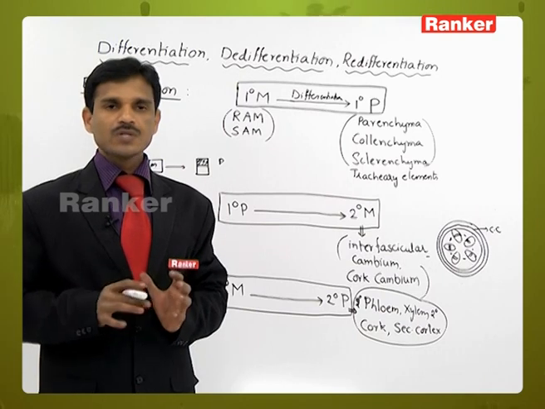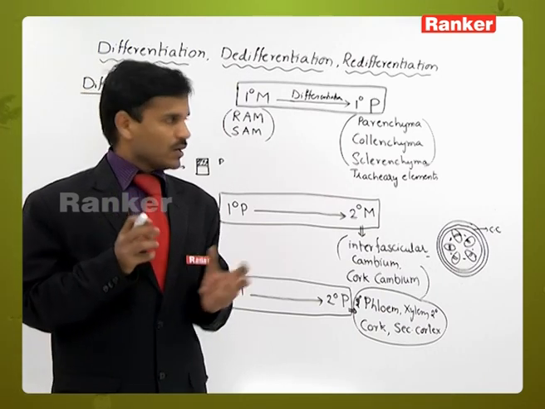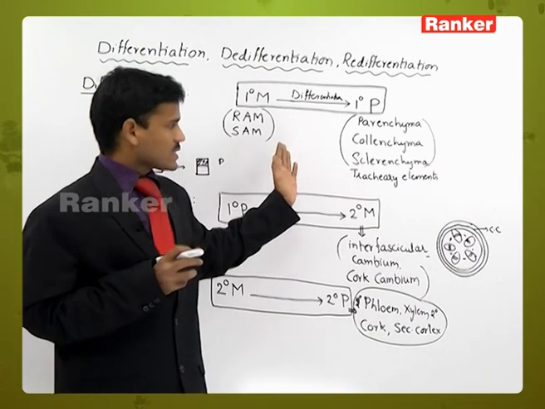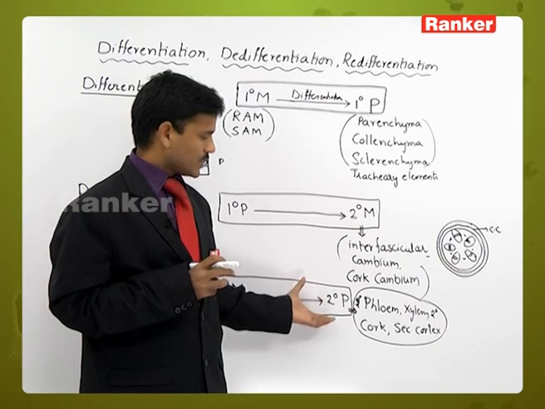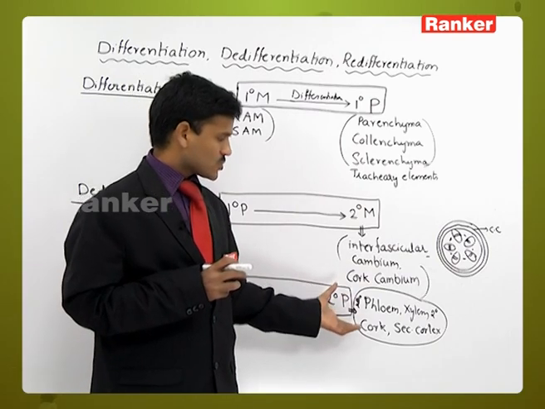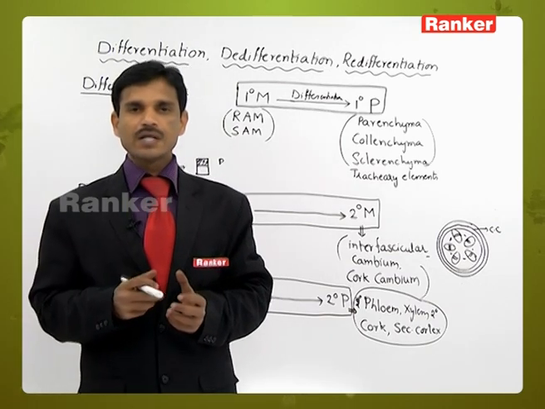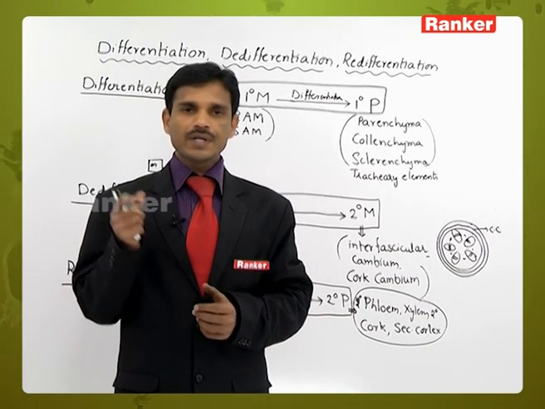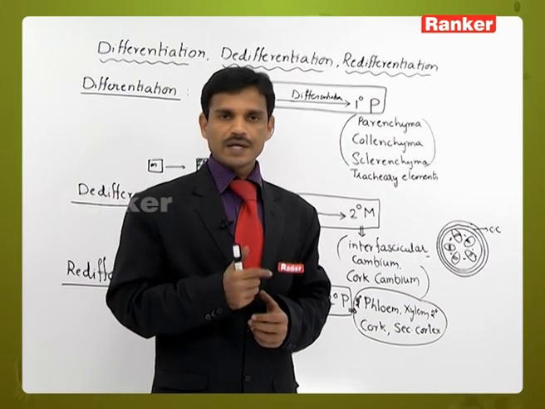So all these are important for growth. The permanent tissues are continuously added, and during secondary growth also these permanent tissues are added to the organs. So that is leading to the growth. So that is about differentiation, de-differentiation and re-differentiation.